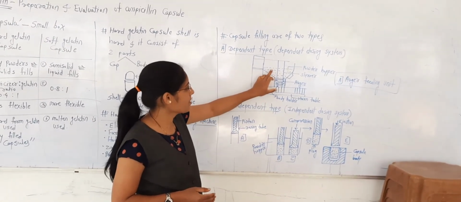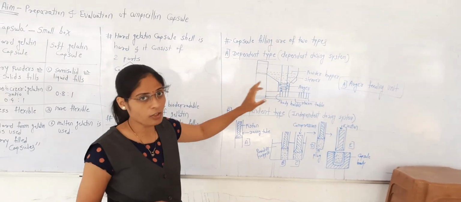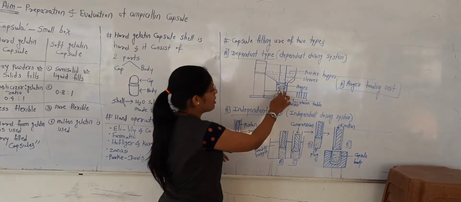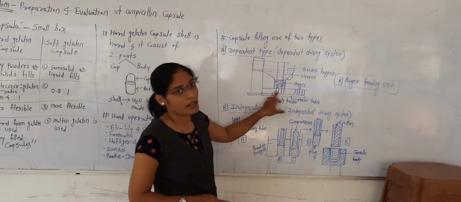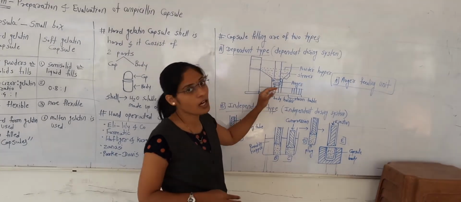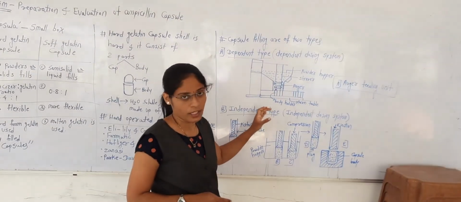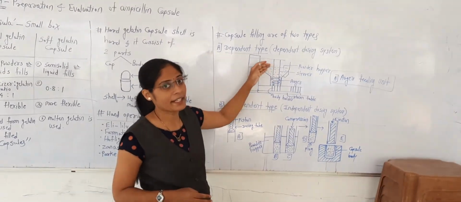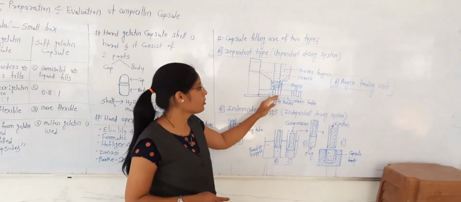Then we can fill this hopper with the medicament or powder ingredients. After that, this powder slowly moves towards this capsule body holder, and then this powder is directly filled into the capsule body part. It means in the dependent type the powder or medicament is directly filled in the capsule body part.